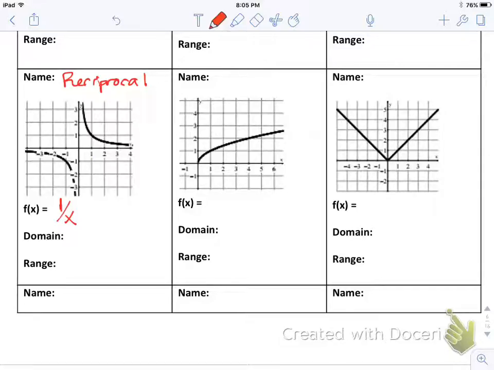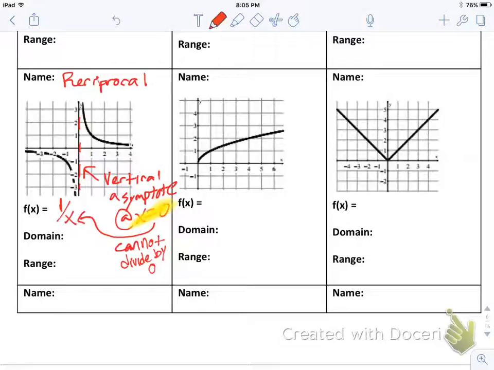This one has all kinds of cool stuff. We do a whole lot of rational function work, not too long from now, and we'll talk about vertical asymptotes whenever you divide by 0. In this case, x can't be 0, and so there's a vertical asymptote whenever there's a value of x that would cause you to divide by 0. So there's 1 over x, this reciprocal function.